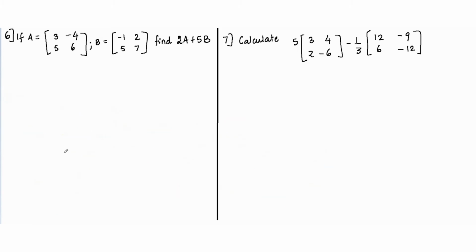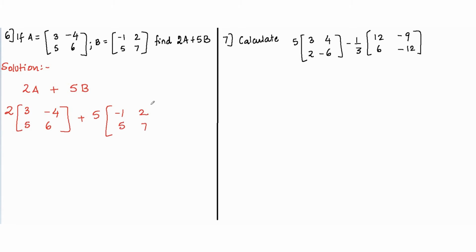Okay, let's take a look at these two questions now. I have matrix A and B given to me. I have to find 2A plus 5B. So let's write the solution. I want to find 2A plus 5B. So 2 times A is going to be 2 times 3, negative 4, 5, 6 plus 5 times B, which is negative 1, 2, 5 and 7.